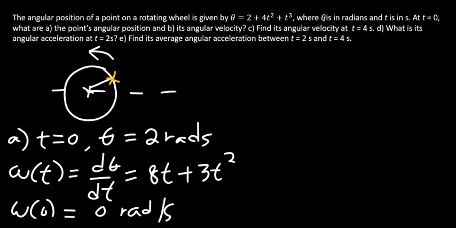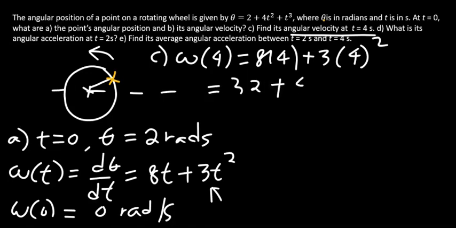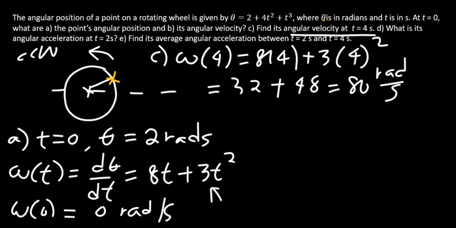Part C. What is the angular velocity at t equals 4 seconds? So the value of omega at t equals 4. Substituting t equals 4 in this expression, you get 8 times 4 plus 3 times 4 squared. So that is 32 plus 48, and that's going to give you 80 radian per second. Now, since the direction of motion is counterclockwise, the direction for this angular velocity is coming out of the board.